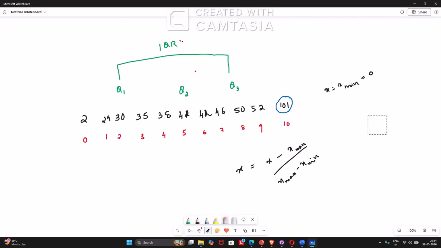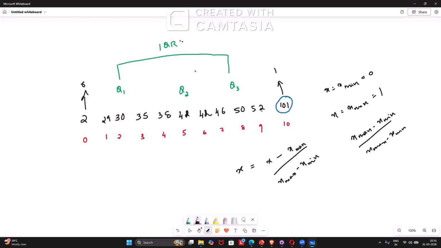And what will happen if x is x max? X max minus x minimum divided by x max minus x minimum, right? It becomes 1. So the minimum value will be converted to 0 and the maximum value will be converted to 1. All other values will be converted in between 0 and 1.